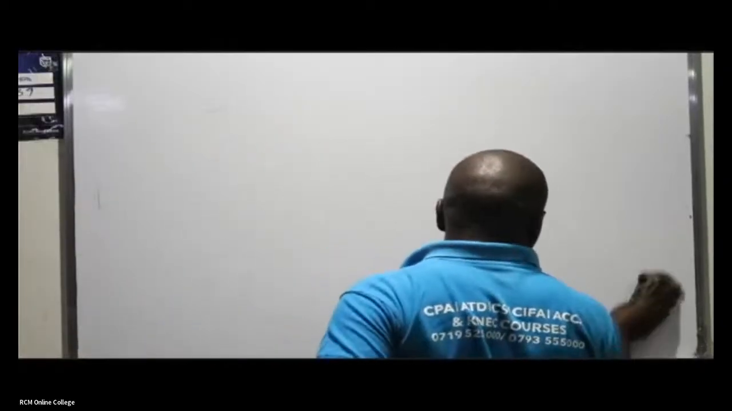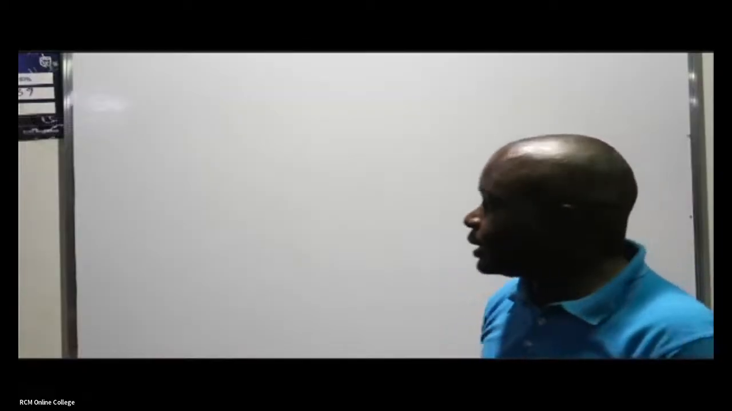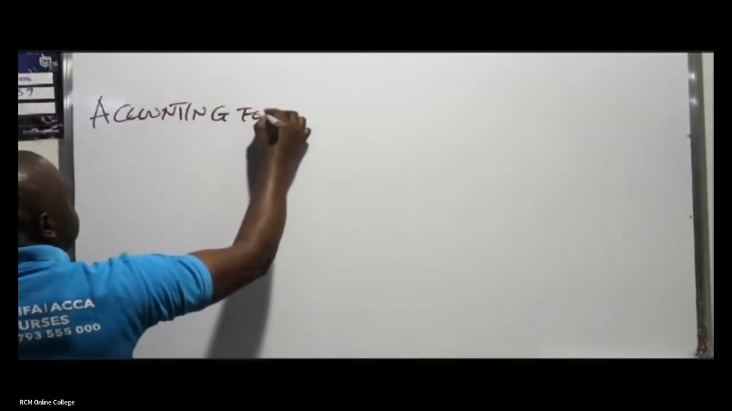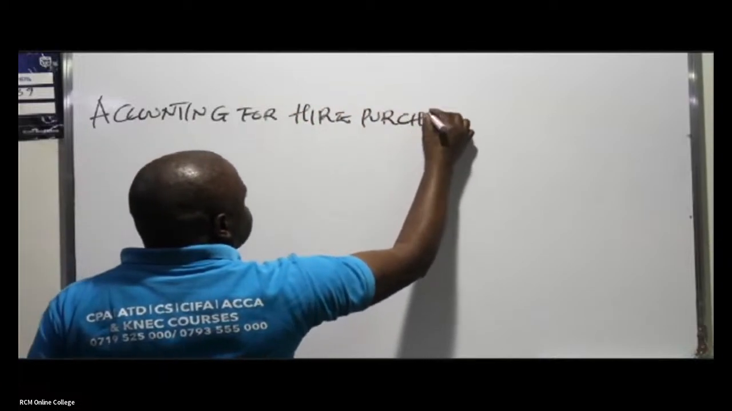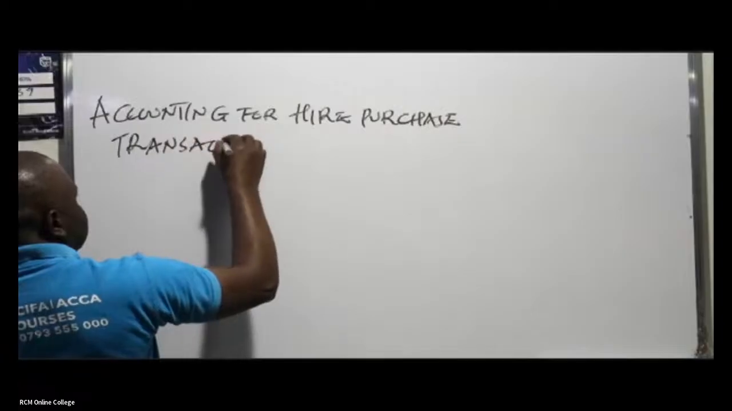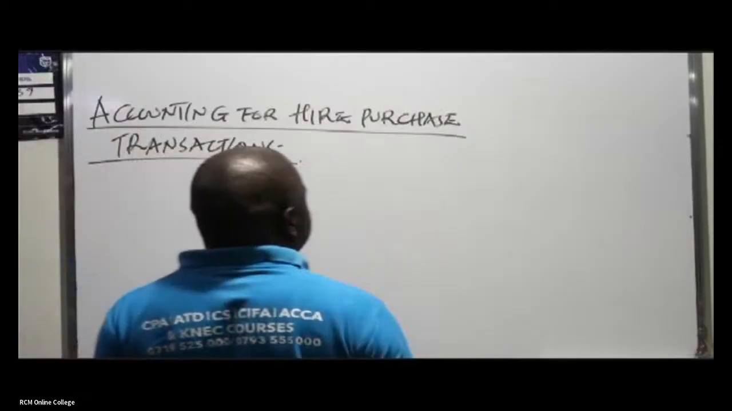Now I want to introduce another area, still under topic number 2. We call it accounting for hire purchase transactions. So you write like that, accounting for hire purchase transactions.